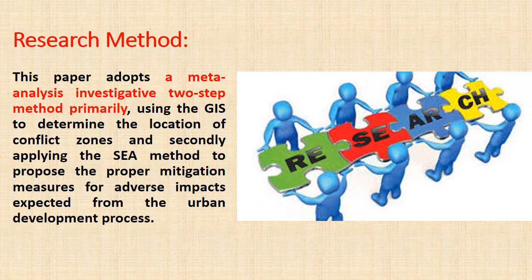The research method. Here, the research adopts a meta-analysis investigative two-step method, primarily using the GIS to determine the location of a conflict zone, and secondly, applying the SEE method to propose mitigation measures for adverse impact expected from the urban development process.